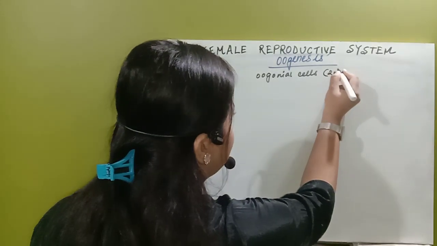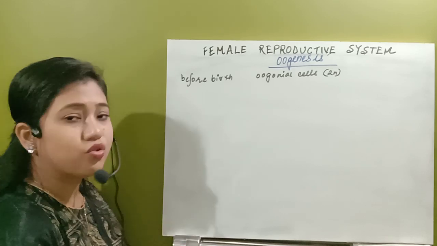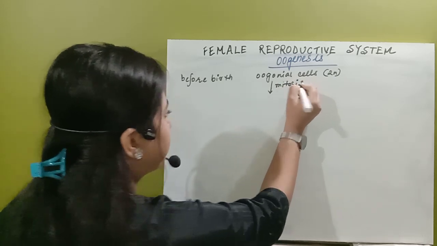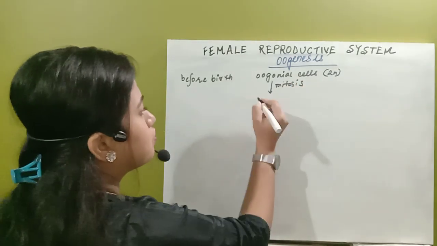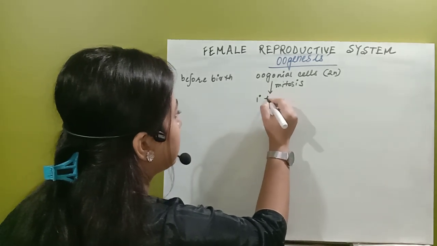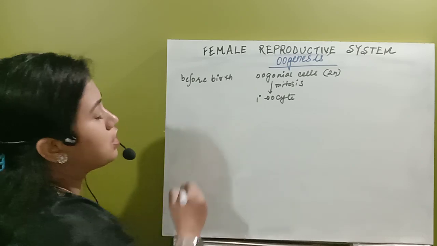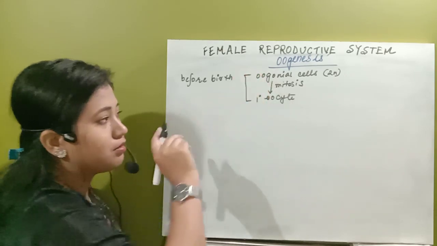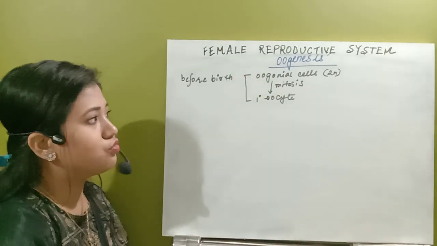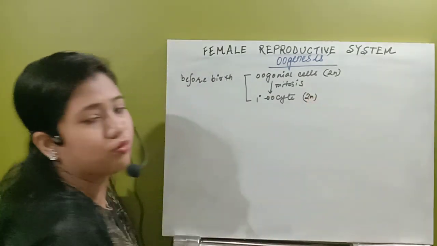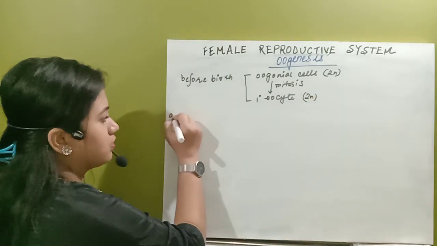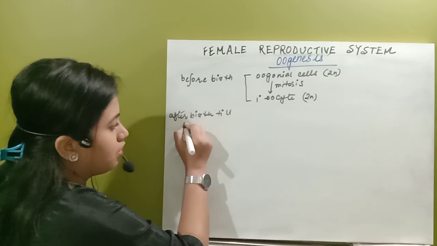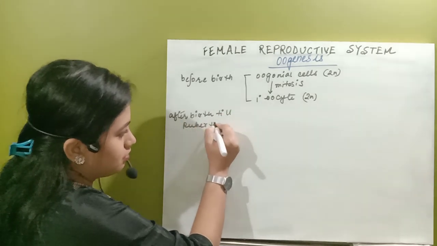It has twice n the chromosome number. Those oogonial cells will undergo mitosis, and from this mitosis process it produces a cell known as the primary oocyte. So this primary oocyte will be formed from before birth till birth. We are going to have the primary oocyte, which also has twice n the number of chromosomes. But after birth, till puberty, we have the next phase.